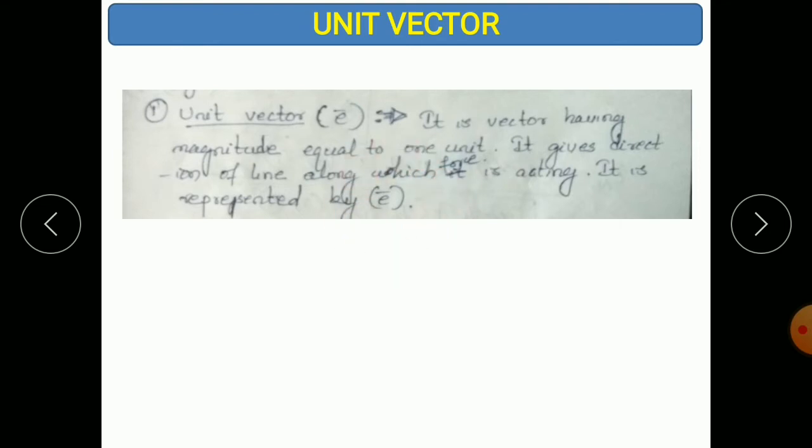You may get questions in 1 mark question: the magnitude of unit vector is 1 unit, it's 1. What is the purpose, what does it signify? It gives the direction of the force acting, the line along which force is acting.